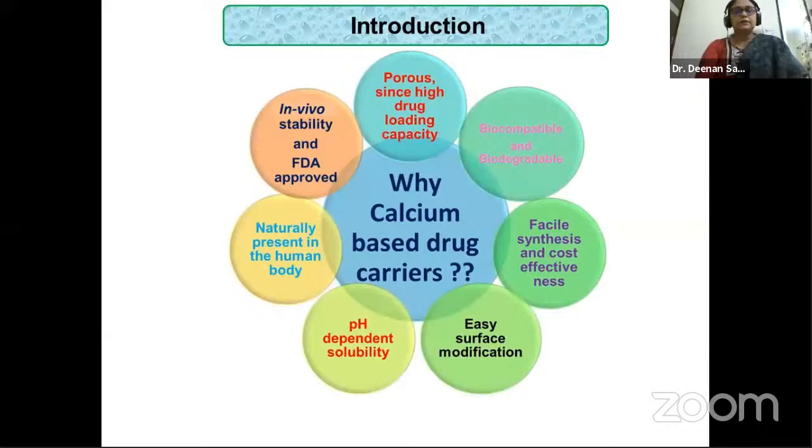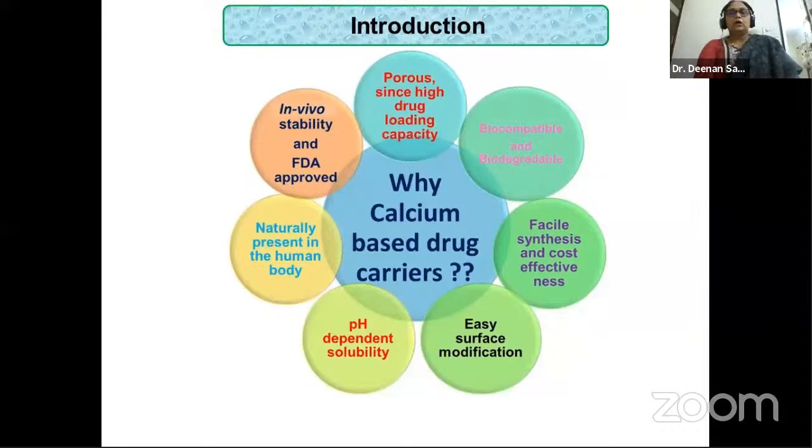First, as an introduction, what is the importance of calcium? I would like to speak on calcium-based drug carriers, which are porous, have high drug loading capacity, have in vivo stability, are naturally present in the human body, and offer pH-dependent solubility and easy surface modification. So they are biocompatible and biodegradable. That's why I'm interested to focus on calcium-based drug carriers.